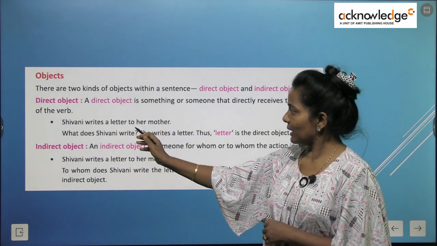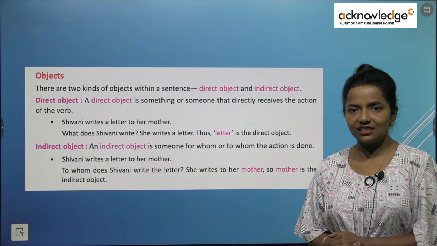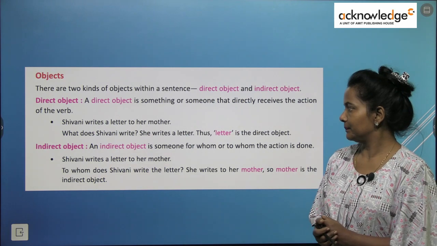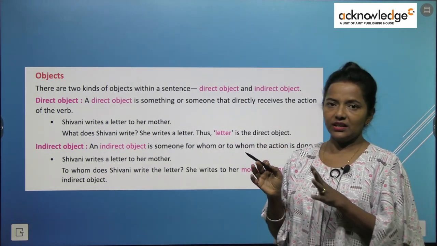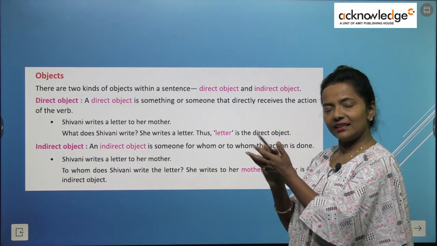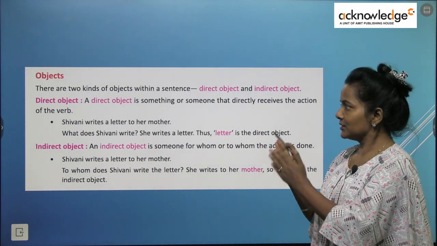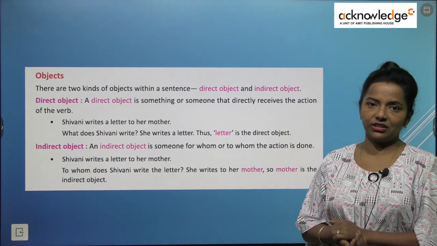Fine. Shivani writes a letter to her mother. What does Shivani write? शिवानी ने क्या लिखा? She writes a letter. So letter is a direct object. शिवानी ने क्या लिखा? डायरेक्टली शिवानी के साथ क्या जुड़ा हुआ है? Letter. Fine. So this is a direct object. Shivani wrote a letter. Now what is an indirect object?